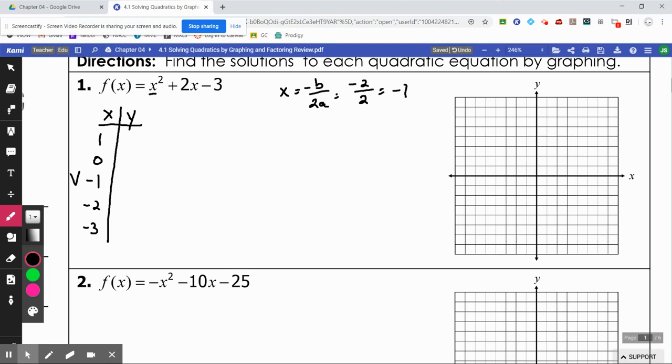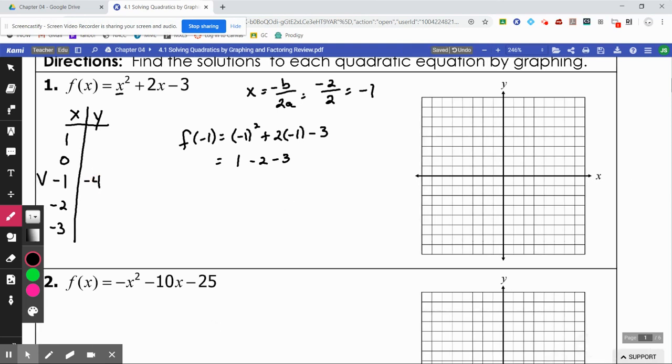When I plug in negative 1, find f of negative 1 for your function. I have negative 1 to the second. Let me go ahead and just plug that in. Plus 2 times negative 1 minus 3. That's going to be a positive 1, a negative 2, and a negative 3, which gives me negative 4. So there's my vertex. It's located at negative 1, negative 4.